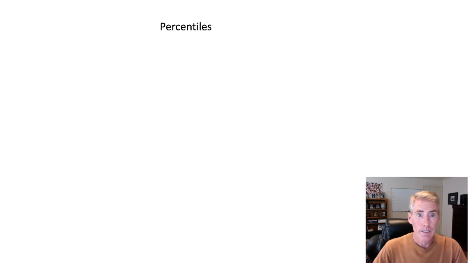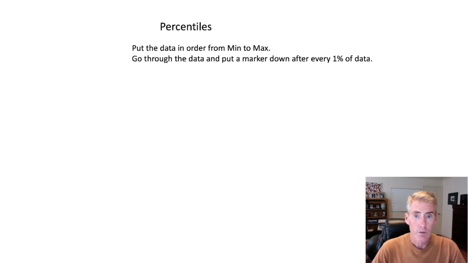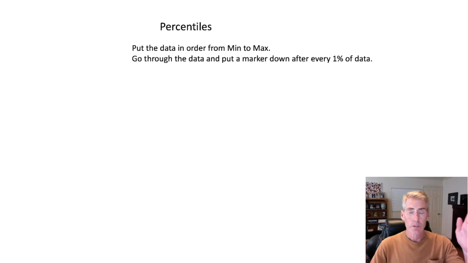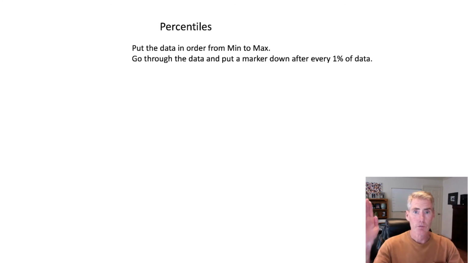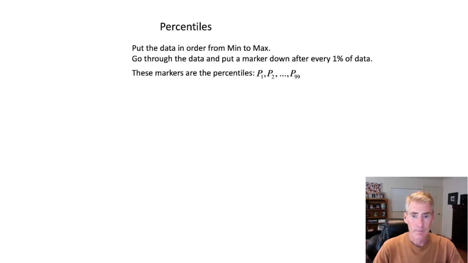On to the next idea, percentiles. So percent means per 100. So if you put all of the numbers in order from the smallest to the biggest, and then you start at the smallest, and then you go over until you found 1% of the data, then that's the first percentile. And they're named P1, P2, up to P99.